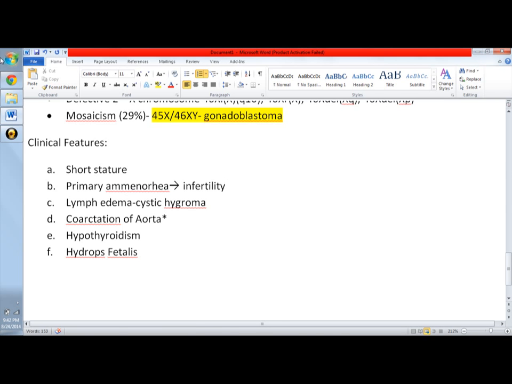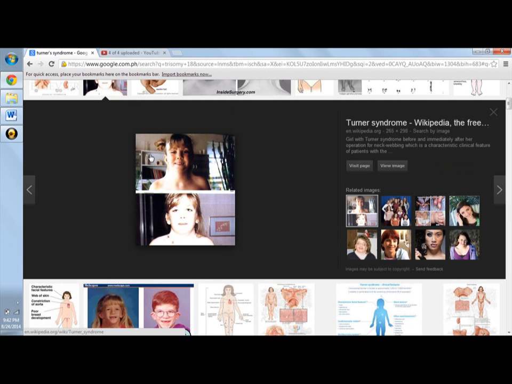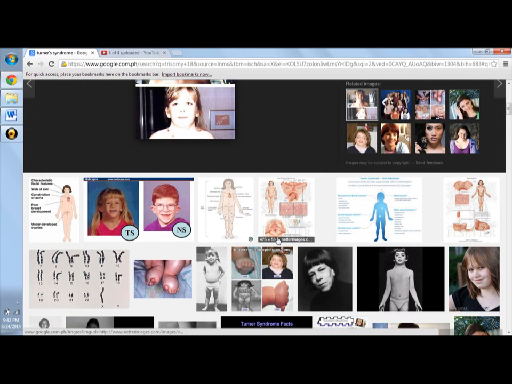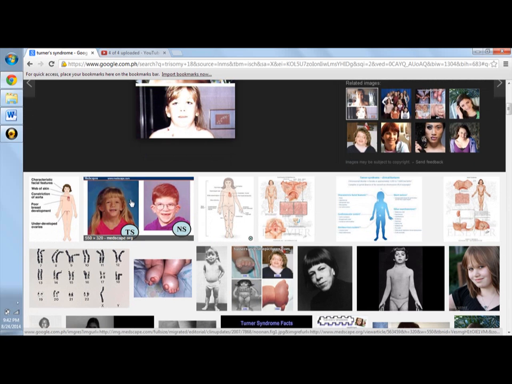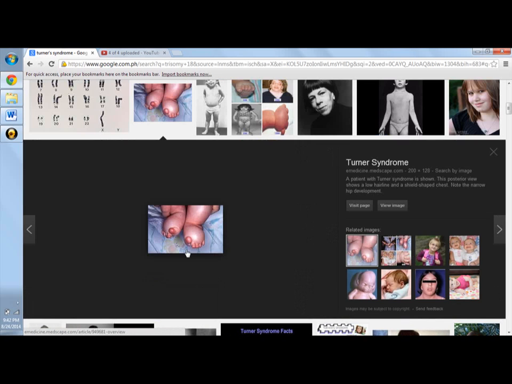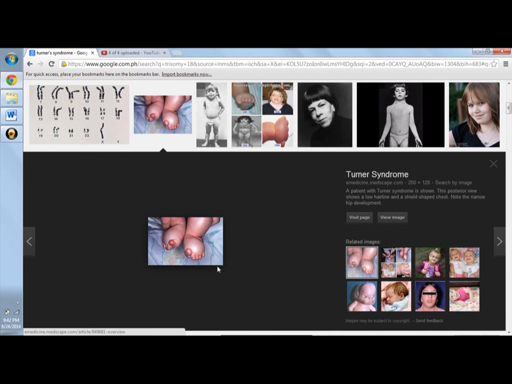And then there's also webbing of the neck. I'll show you a picture. This is a picture of a person with Turner syndrome. I just googled it. So, webbing of the neck. It's actually lymphedema, you can see here. There's also lymphedema of the foot. It's usually because of abnormal lymphatics, and can be a cause of cystic hygroma.